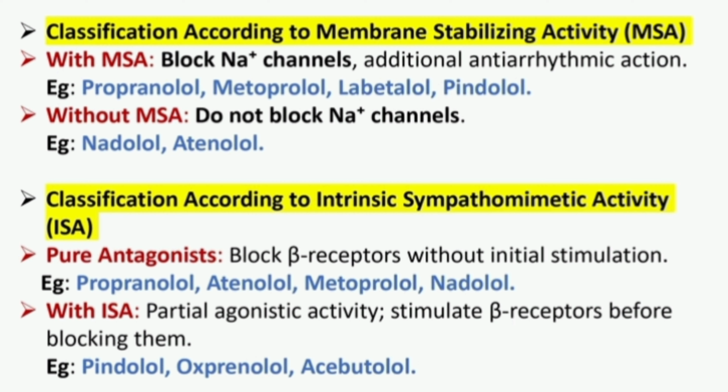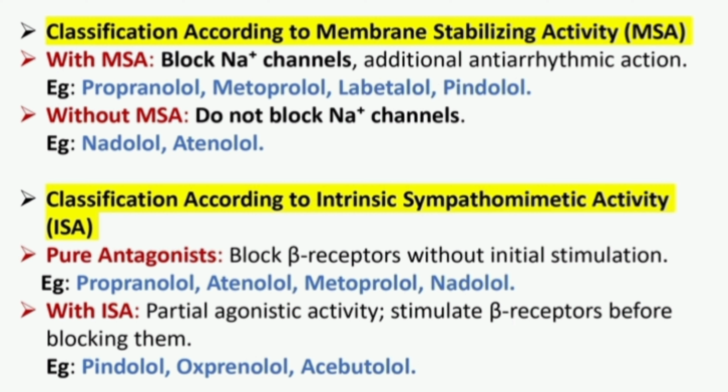Okay. The next classification is according to the intrinsic sympathomimetic activity. That means pure antagonists, the first one, block beta receptors without initial stimulation. Examples are propranolol, atenolol, metoprolol, nadolol. And with the intrinsic sympathomimetic activity, that means it's partial agonist activity. It stimulates the beta receptors before blocking them. Examples are pindolol, oxprenolol, and acebutolol.